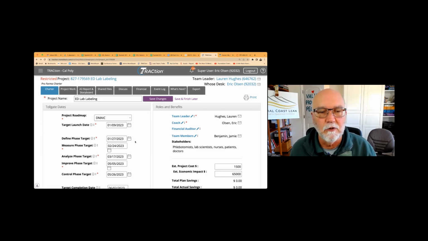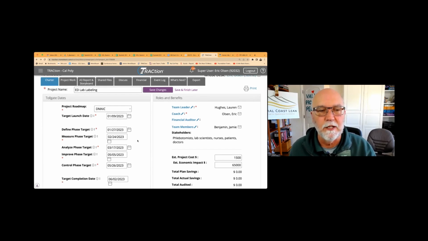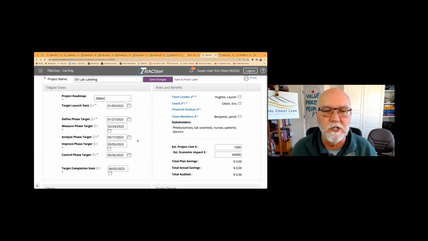You've got to do some estimating on when you're thinking you're going to finish the various phases of the project. You've got to have a team. You're going to be the team leader. I'm going to be your coach. There is no financial auditor. We don't emphasize the financial aspect in our program. We're asking you to work on real improvements, and we'll let the accountants take care of the rest of it.